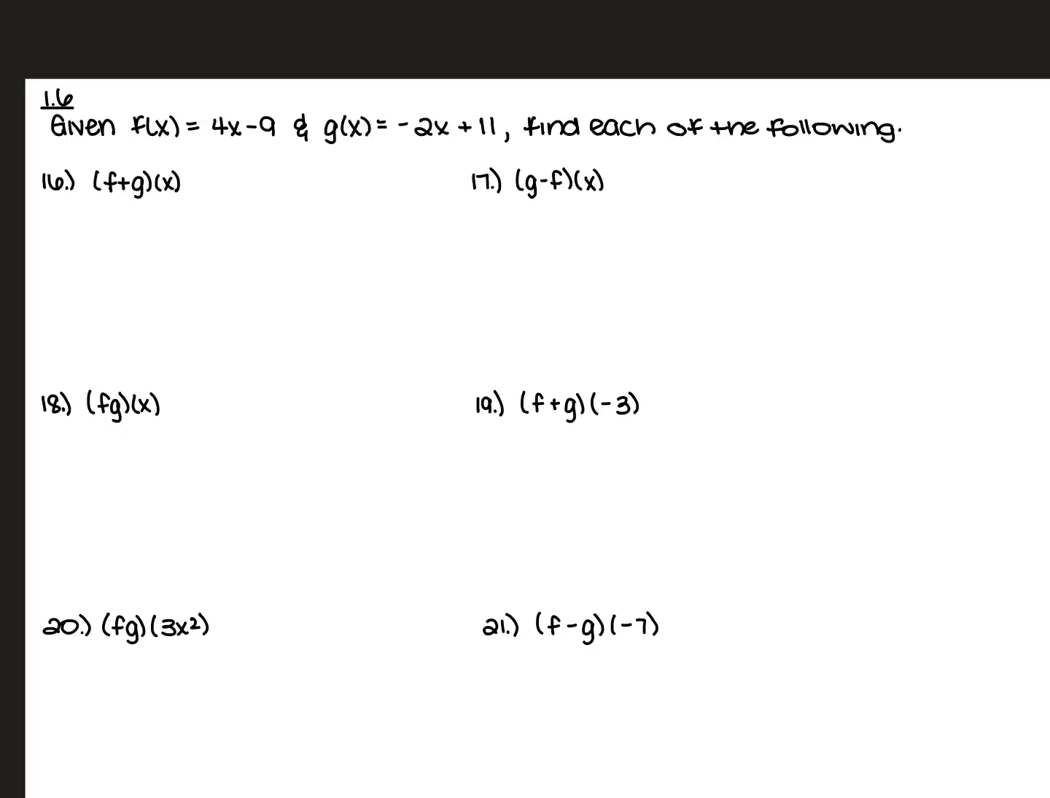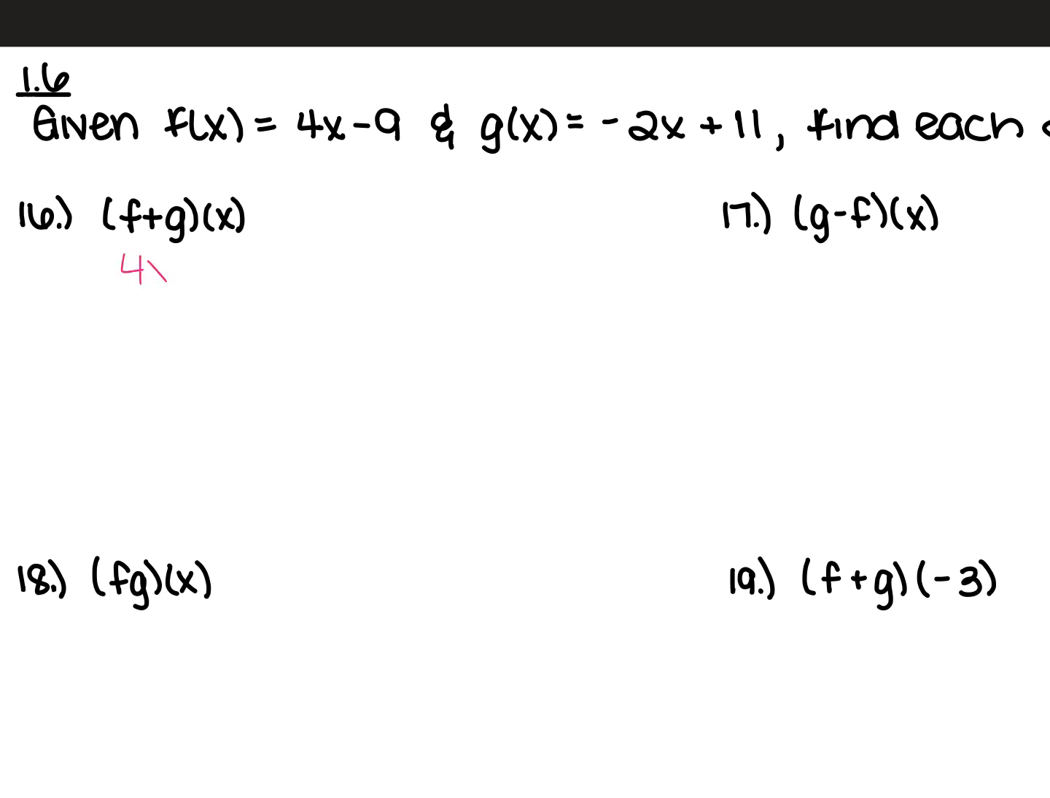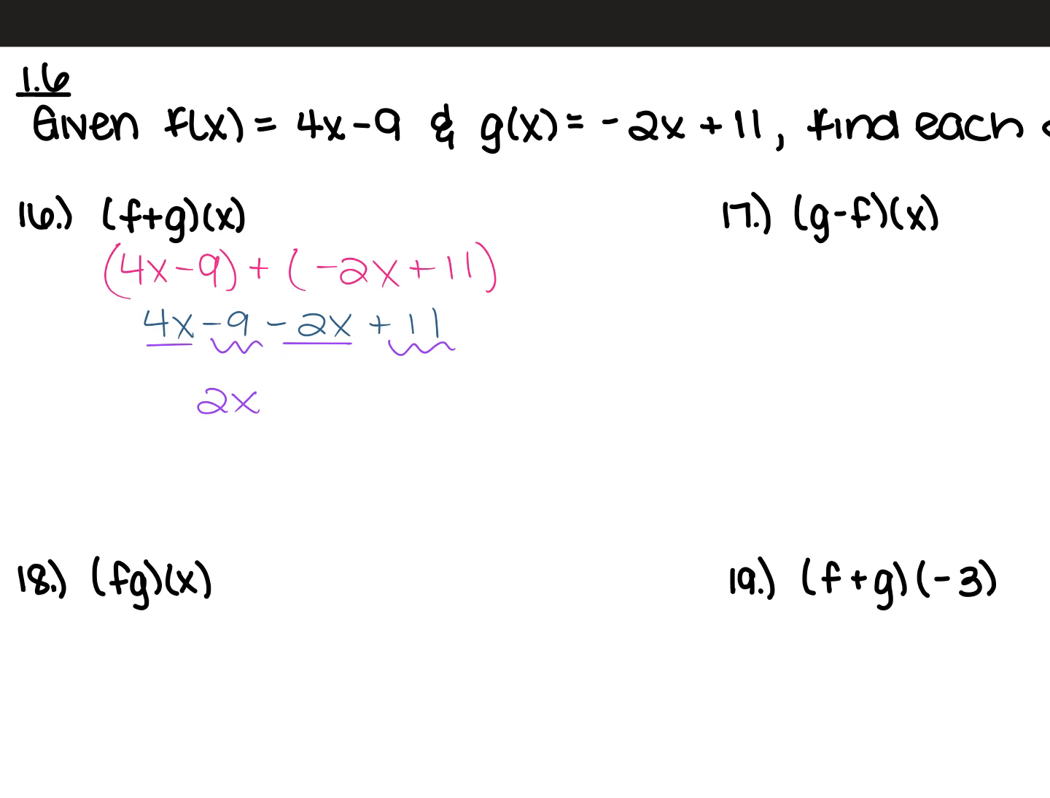For 1.6, with these questions, it tells you that f of x is 4x minus 9, g of x is negative 2x plus 11. You're finding each of these. For 16, you're doing f plus g of x. So that means we're taking the 4x minus 9, and we're adding it with the negative 2x plus 11. Since we're adding, we can just get rid of the parentheses and combine like terms. So we're going to have 4x minus 9 minus 2x plus 11. 4x minus 2x is 2x. Negative 9 plus 11, or 11 minus 9, is 2. So that's 2x plus 2.